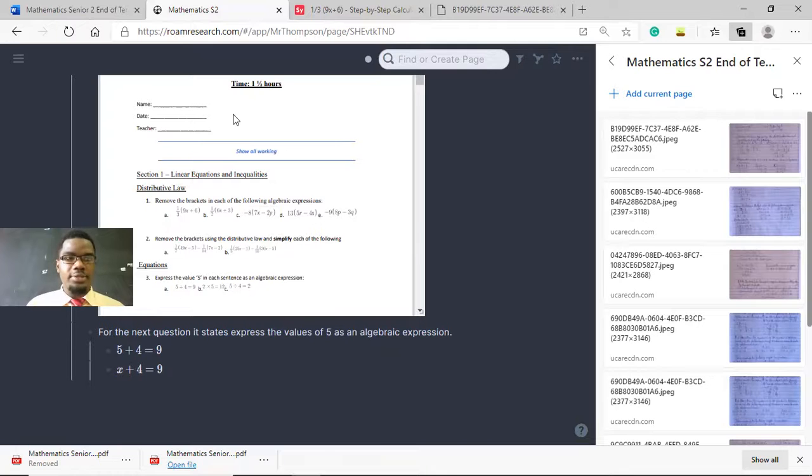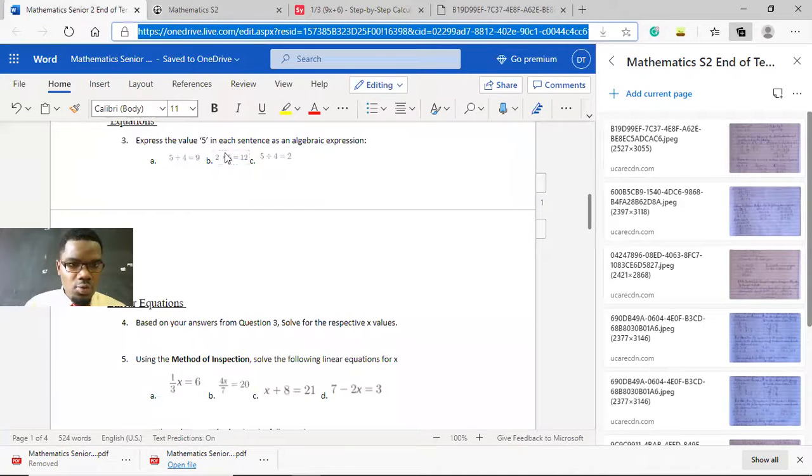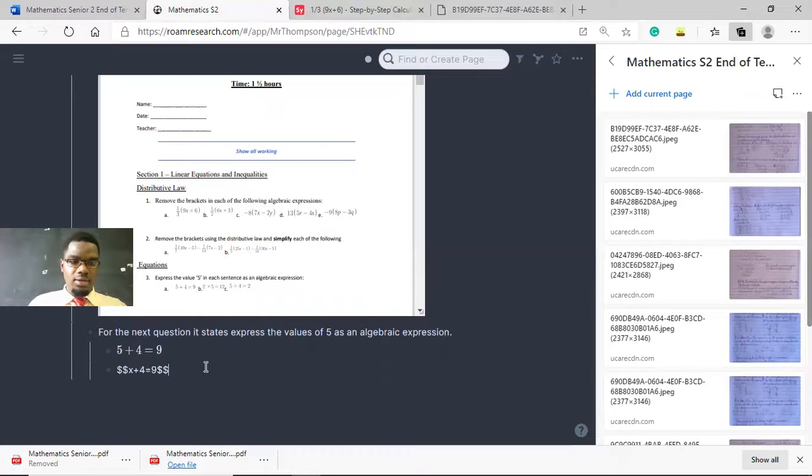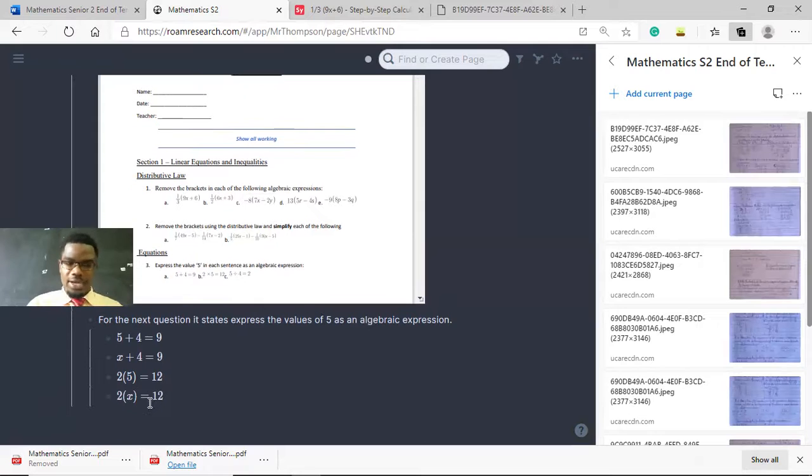Okay, let's go to another one. 2 times 5 is equal to 12. Let's look at that. 2 times 5, let me put it in brackets. 2 times 5 is equal to 12. There we go, okay? We want to express it as an algebraic expression, so we just replace that 5 with an x. So we can say 2 times x is equal to 12. There we go. And that's it.